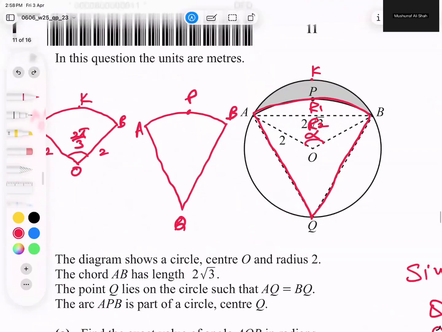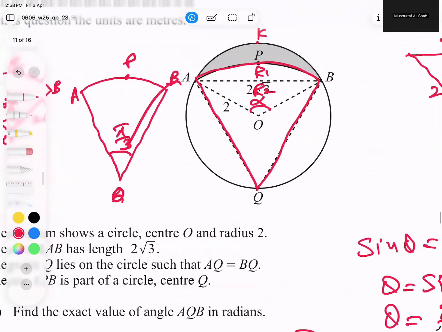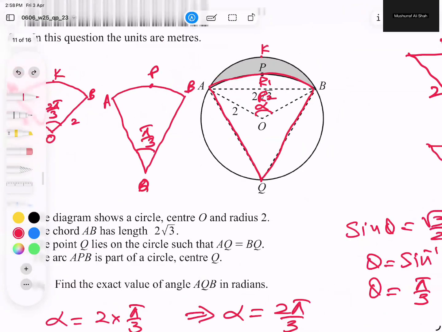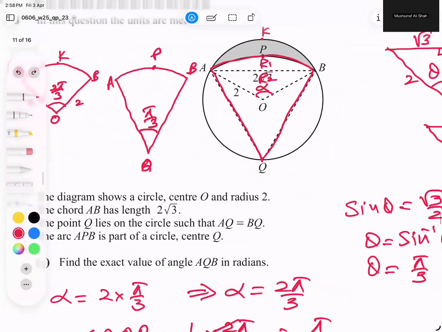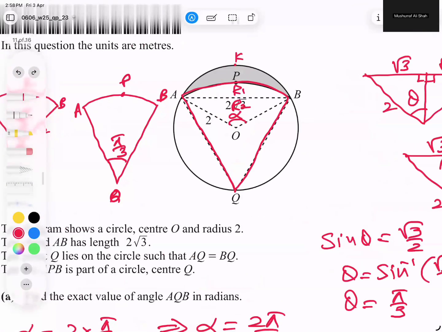Okay, this angle I got luckily, pi by 3. I'm writing here pi by 3. But the problem is only with us. Do we have the radius of this bigger arc? Not at all. How to get this bigger radius? So we have to find it first of all. How to find it? Basically, you can see here what is this angle.